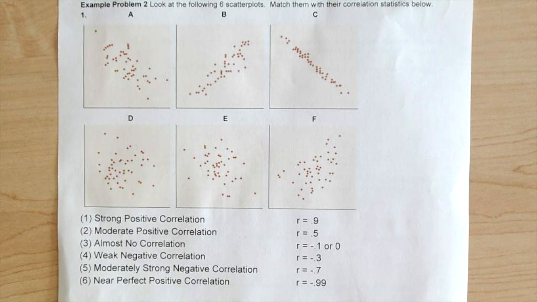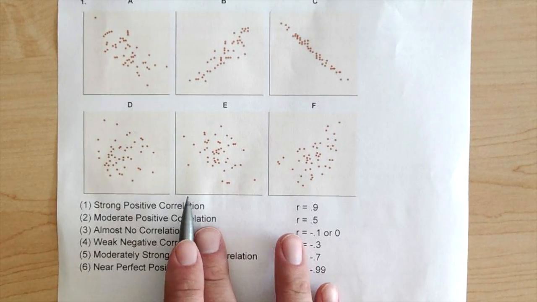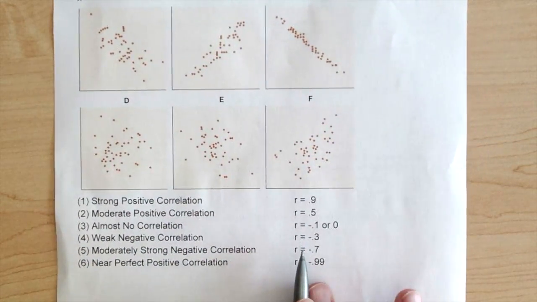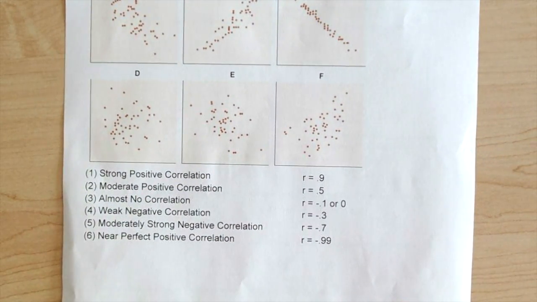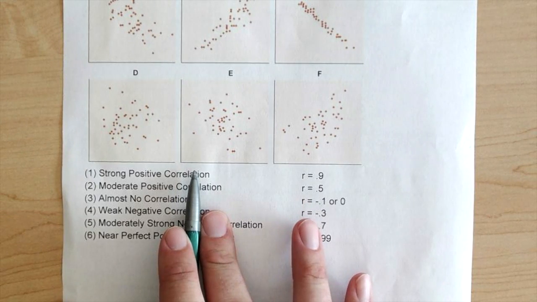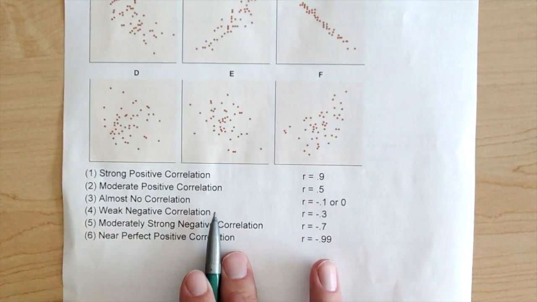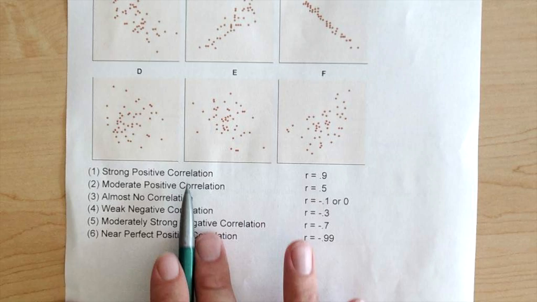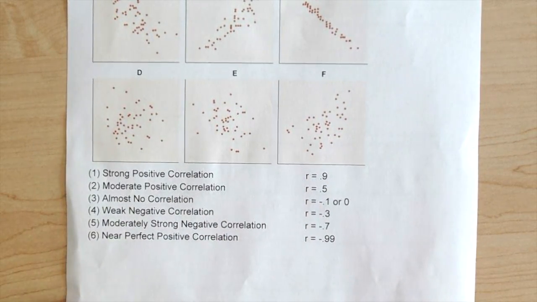Okay, so we have 6 scatter plots in this case, and we want to match them to a correlation. And for now, I'm giving you the words and the R so that you start really thinking, when you see 0.9, it means strong, really strong positive. When you see -0.3, it means pretty weak negative. Okay, but eventually this would go away, and you just have to know what these mean.